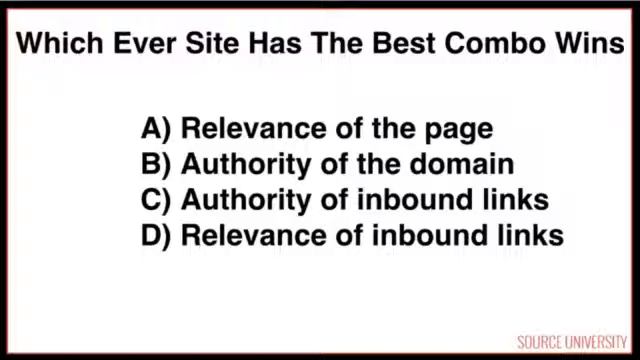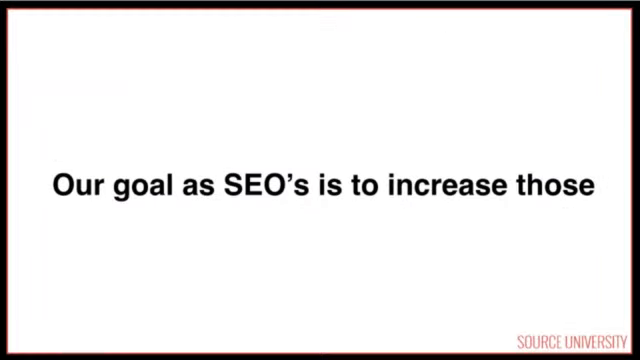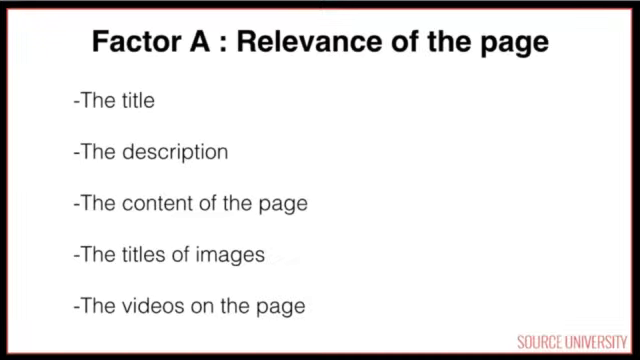Now, what I'm trying to get a point across right here, the authority of the inbound links and the authority of domain, if those are extremely high, can outdo the fact that the page isn't that relevant, or the relevance of the inbound links isn't that great, and so forth. So these can outweigh each other, and more so it's going to be the authority of the domain and the authority of the inbound links that really decide who's going to be ranking on the top spots in Google. So our goal as SEO is to increase all 4 of those things so we can go out there and rank. Now let me explain each of these to you so that you understand what we're going to be playing with later on.